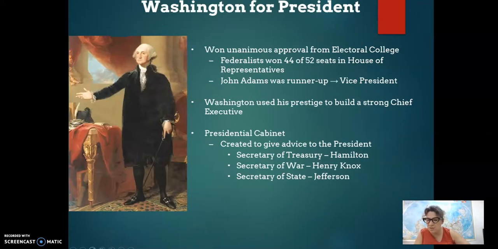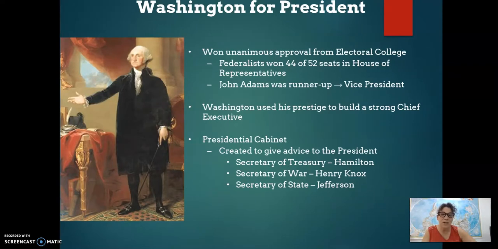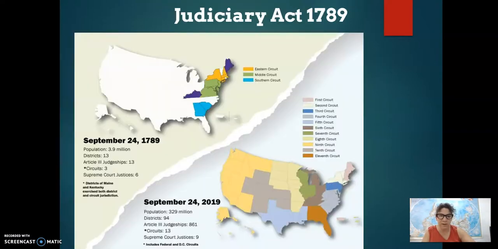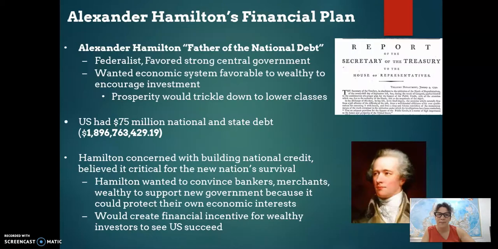During Washington's administration, he won unanimously, and John Adams became his vice president. I talked about the cabinet that he created, and following through from there, one of the most important things that he did was the Judiciary Act of 1789. It really gave more meat to Article 3 of the U.S. Constitution, which outlined the judicial branch. And you could look at the difference between the judiciary system in 1789 versus 2019 with this map here.